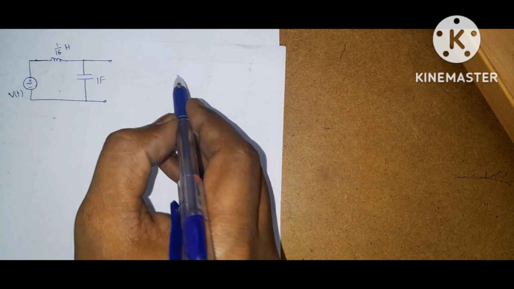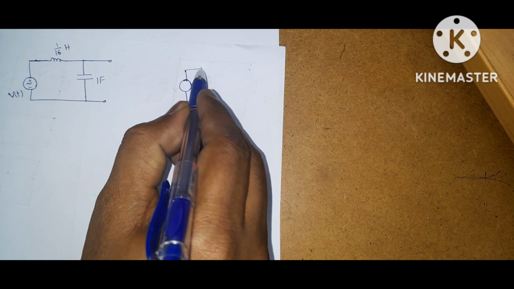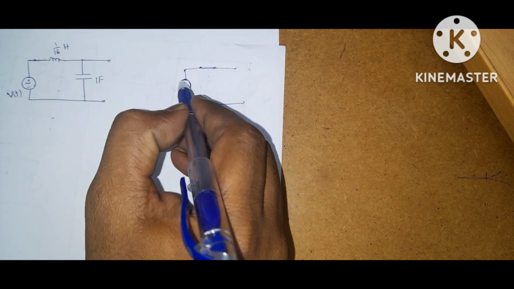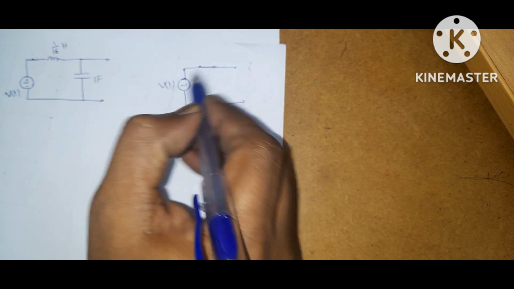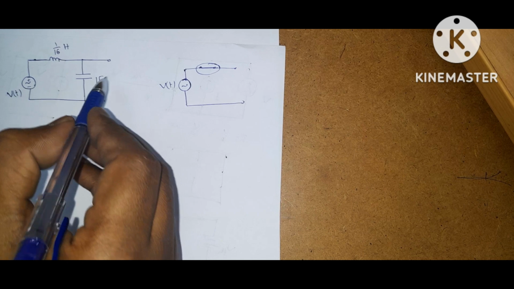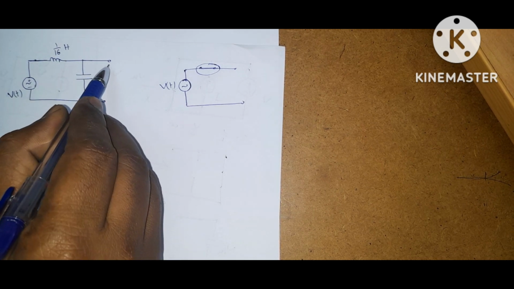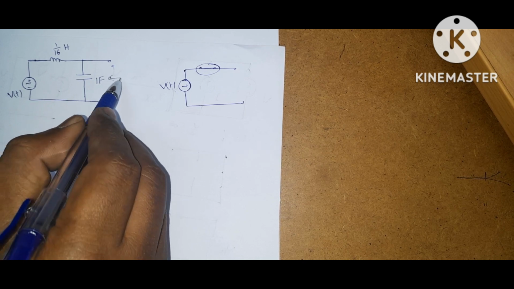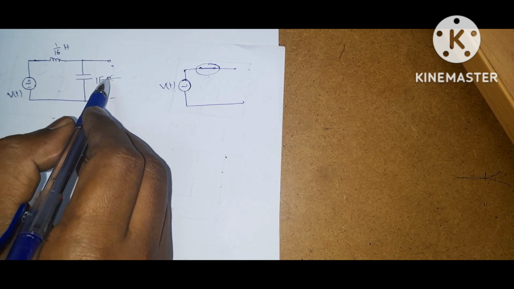Ideal voltage source means voltage source in series with zero impedance. This is zero impedance. Zero impedance means short circuit. So when this impedance is zero from this network, first find the Thevenin impedance. This is open circuit. From this find the Thevenin impedance. How to find Thevenin impedance?